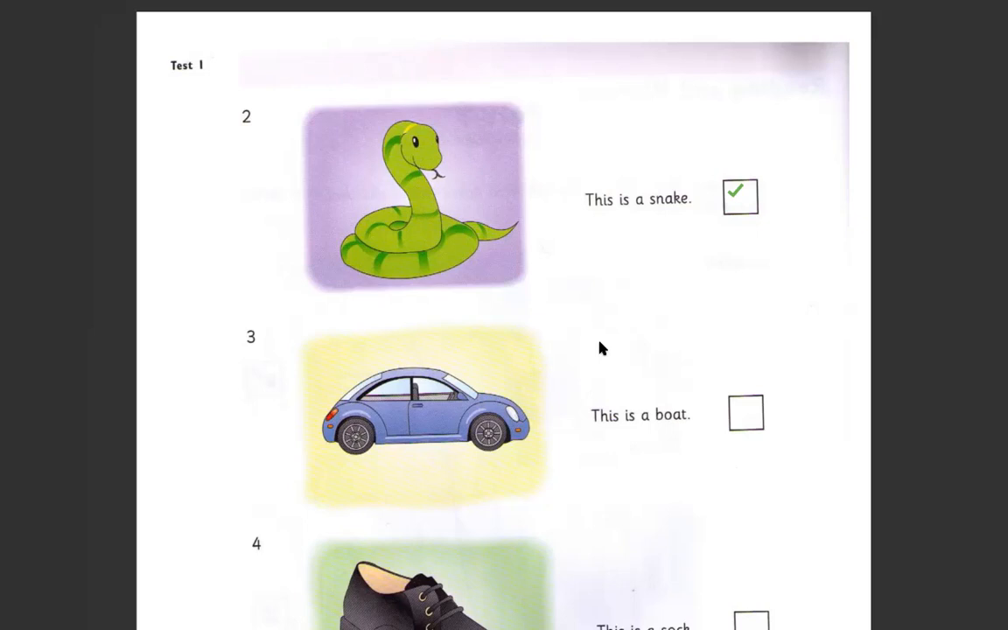Finished? Number three, question number three. This is a bot. Now tell me, is this any bot? No. Is that correct? No, that is not a bot. So what do you want to put here, a tick or a cross? Yes, we should put a cross. So you want to put a cross in front of this sentence, okay?